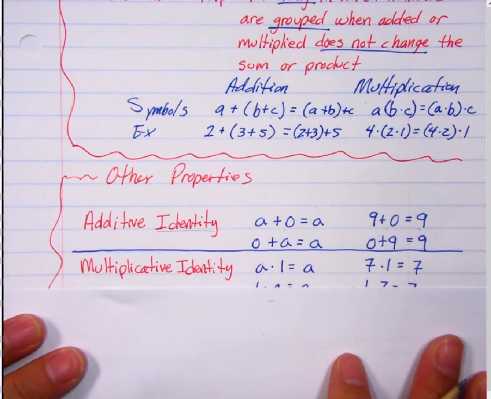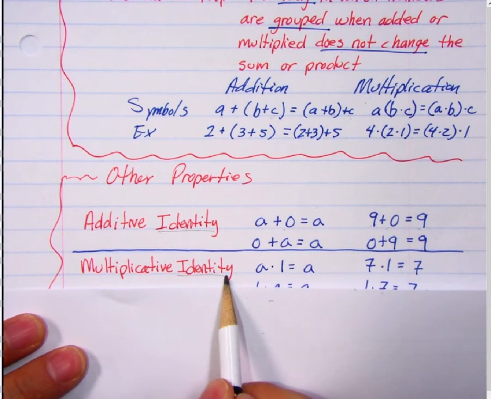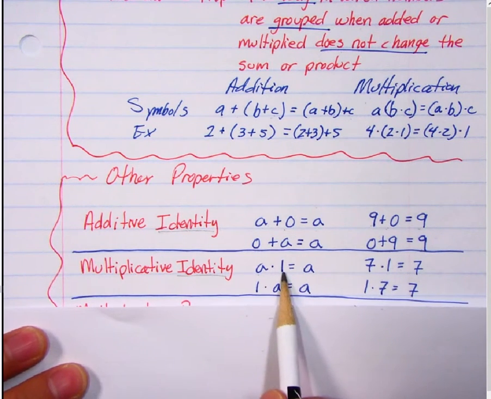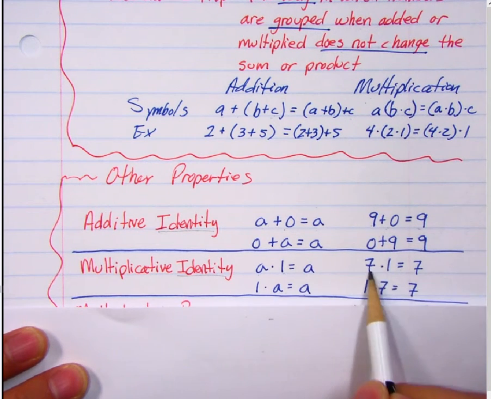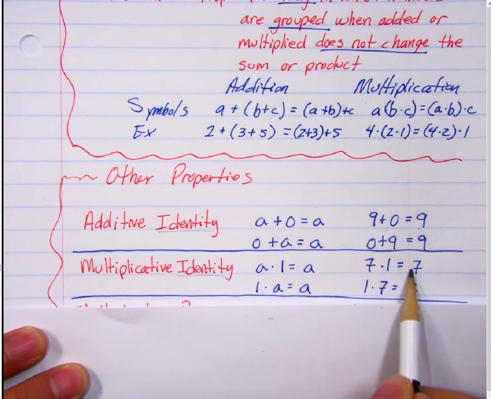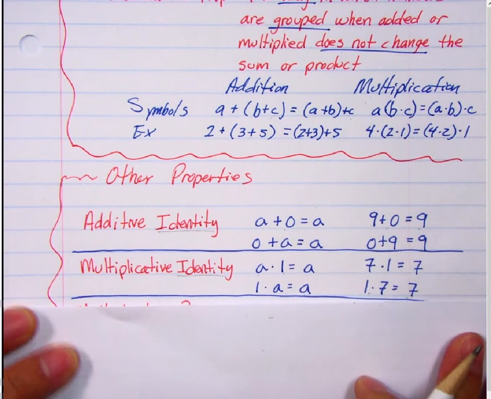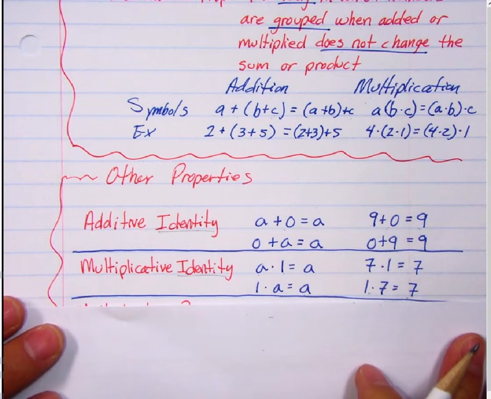There's the multiplicative identity. Again, identity, key word there, tells you, hey, I'm going to end up with the same answer, same number. So A times 1 equals A, or 1 times A equals A. So when I multiply anything by 1, I get my same number, or 1 times a number gives me the same number. That's called the multiplicative identity.